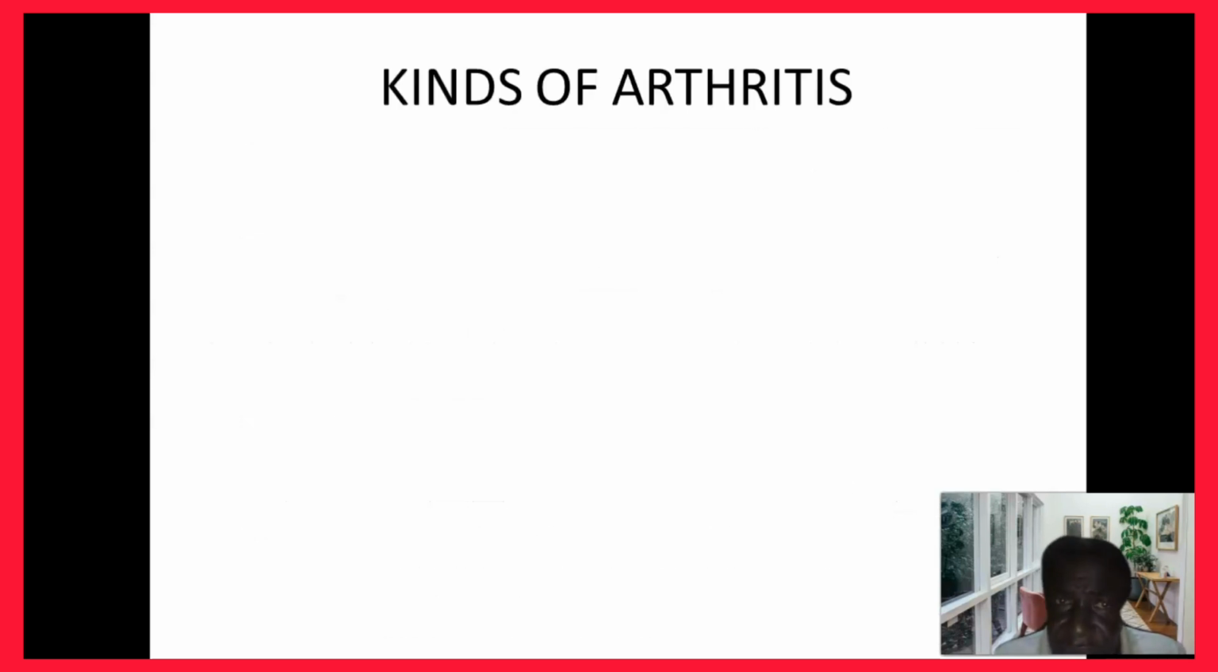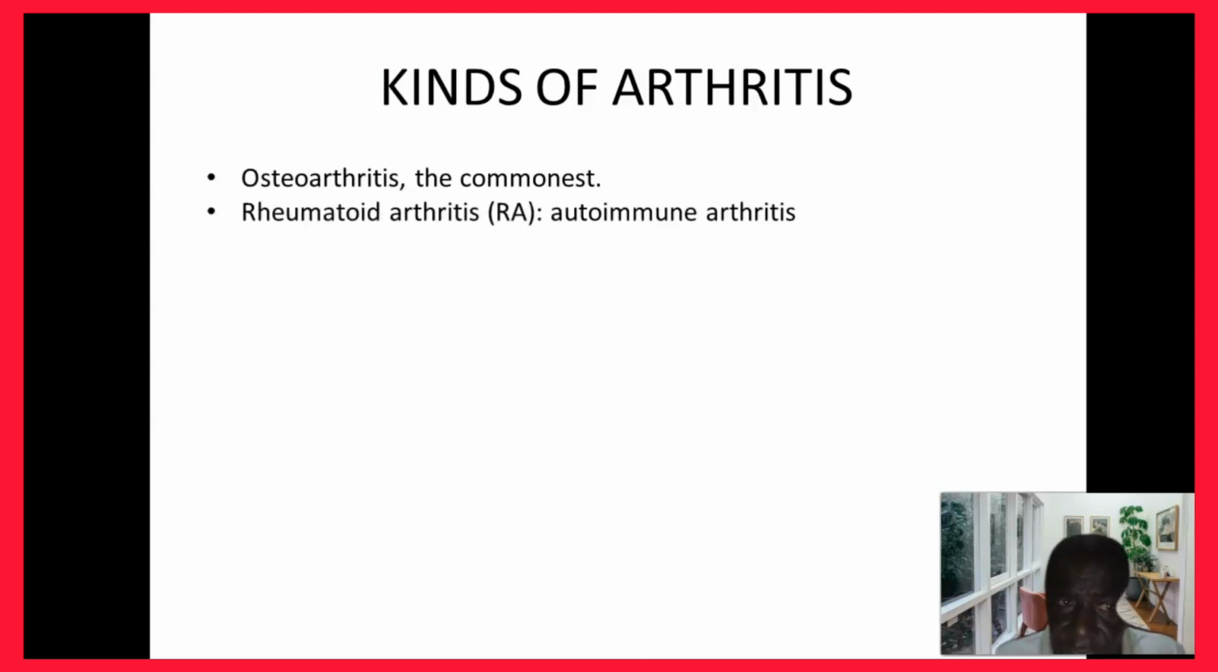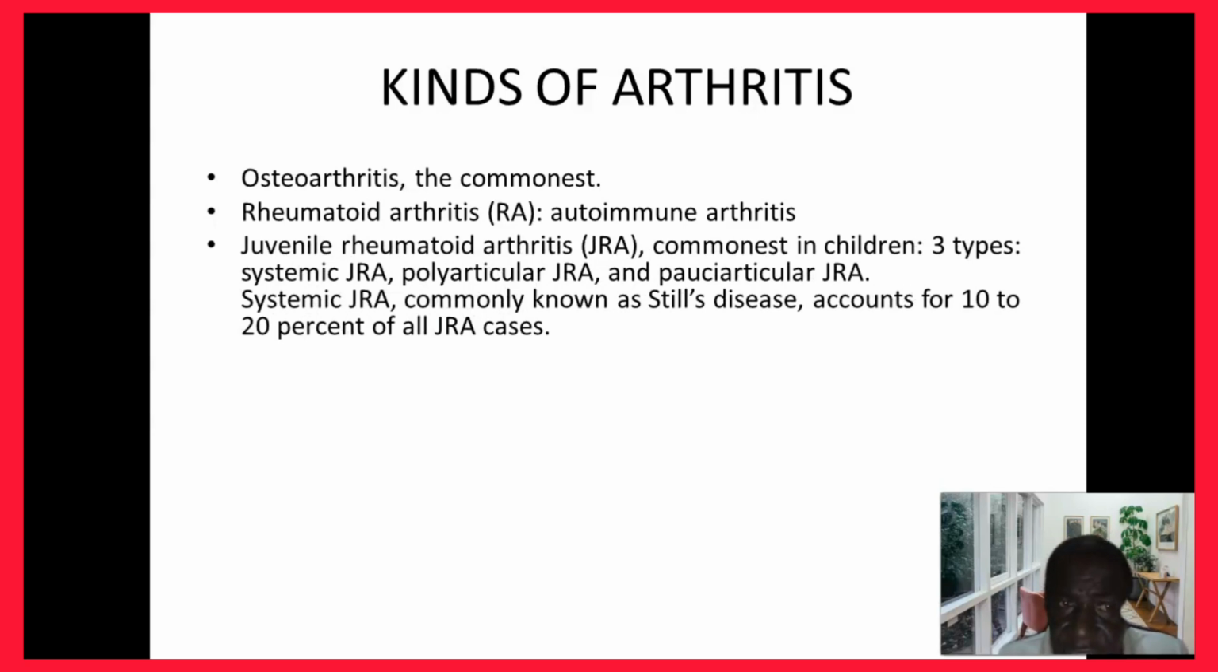Kinds of arthritis. Let us have knowledge of the different types of arthritis. One, the commonest is osteoarthritis, followed by rheumatoid arthritis, which is autoimmune. When we say autoimmune arthritis, we are saying where the body itself fights against the body. The body produces substances, immunoglobulins, against the body itself. There is also the juvenile rheumatoid arthritis that is also in the line of the adult one that is #2 there.